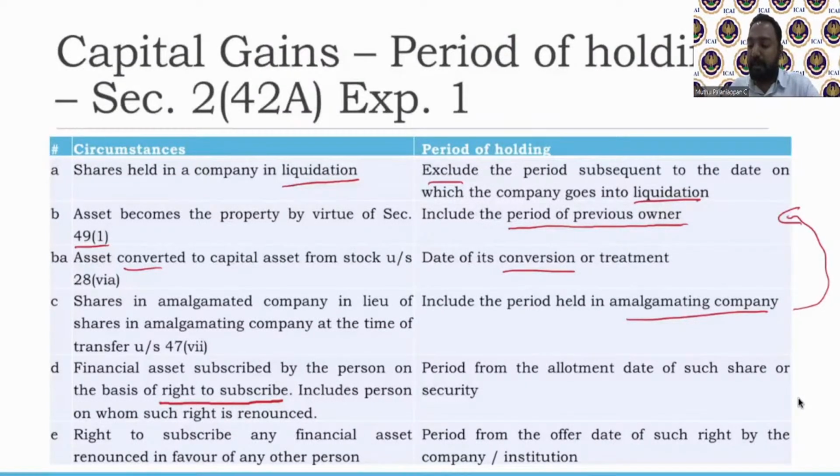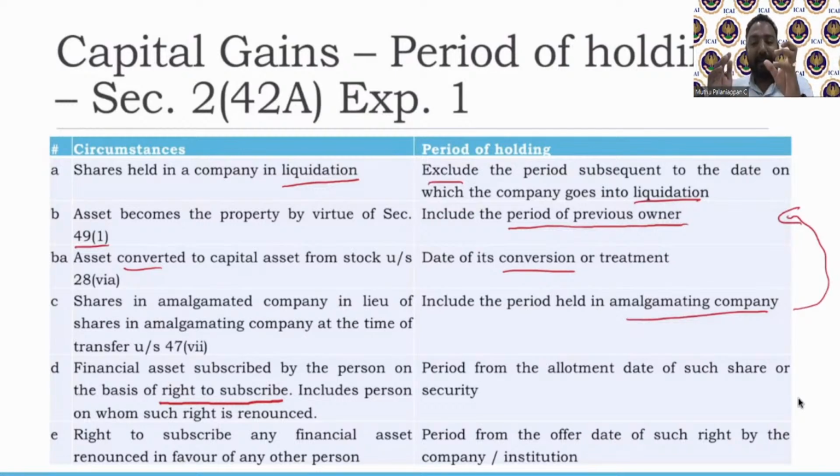So for a financial asset subscribed on the right to subscribe, you ignore the right to subscribe date. The actual date on which the share was allotted to you is the only relevant one, not the date on which the right was provided to you. So you calculate the period from the allotment date of such share or security. That's for the right share. Next, right to subscribe any financial asset renounced in favor of any person: the period is from the offer date. When something is renounced, you are giving up the right, and the date from which it was offered till the date you renounced it becomes the period.